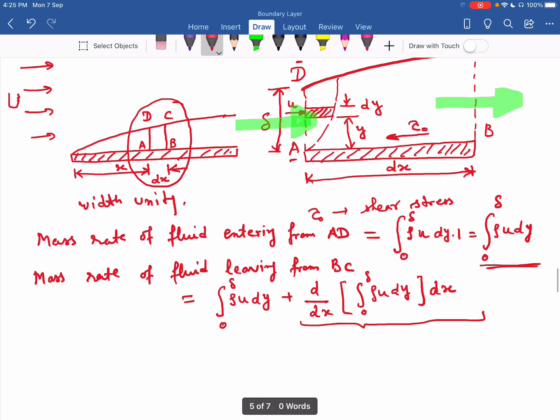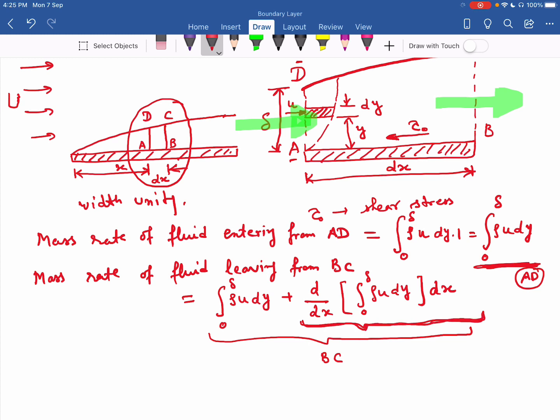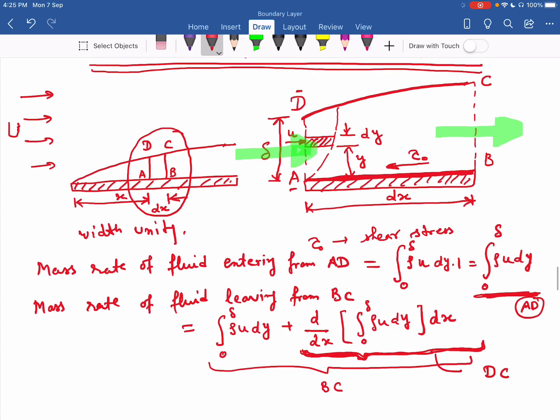Now you can see this is the amount of liquid entering through AD, and this is the total amount that leaves from BC. That means this much amount of fluid is entering the control volume. It will enter from only one surface, that is DC. At the bottom, you have the solid plate, so no fluid can enter from this surface. So from here, some fluid will enter. That's why in this term this increase takes place.